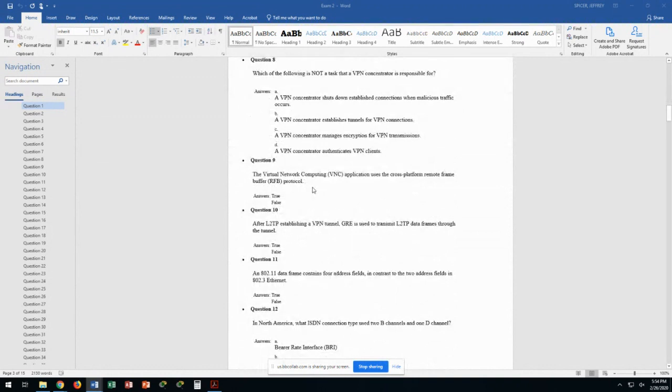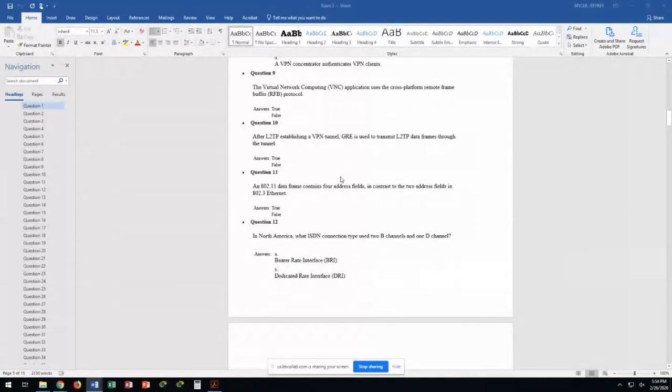The following is not a task that a VPN concentrator is responsible for. A, the VPN concentrator shuts down established connections when malicious traffic occurs. Right, it does not do that. That'd be amazing. It would be nice if it could do that, but yes, it's another device altogether.